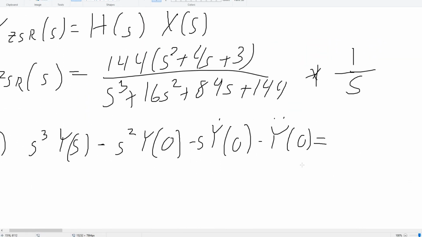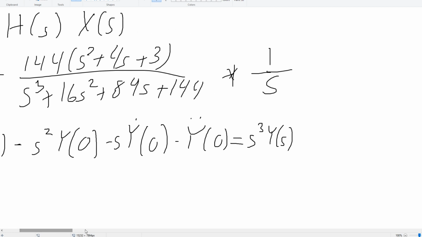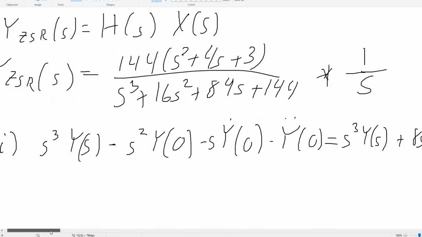Here. So s cubed, and this is going to stay as y of s, but the other values are going to be plus 8 s squared minus 16s plus 4. All right, and we're going to do that to each part.